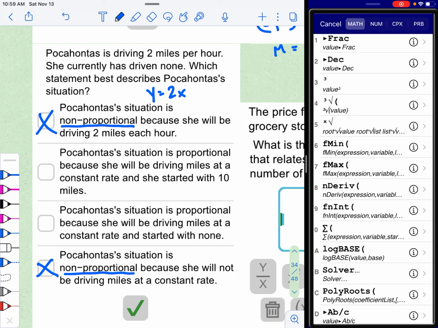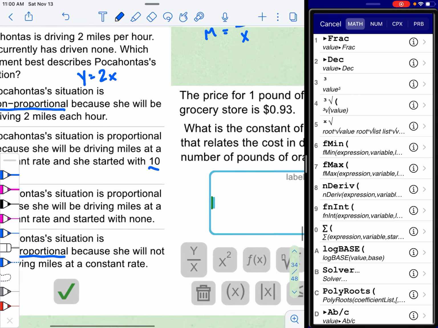Pocahontas' situation is proportional because she will be driving miles at a constant rate? Yes. And she started with 10 miles? No. So this one's incorrect. This is wrong because of the start with 10 miles, which it doesn't comment on. So there we go. Let's keep going.